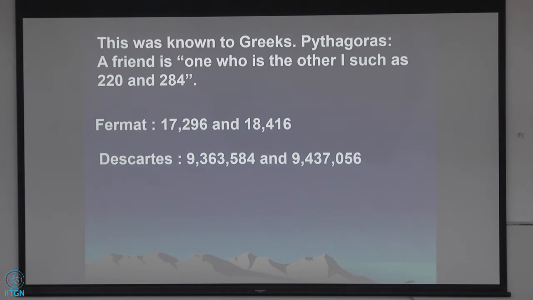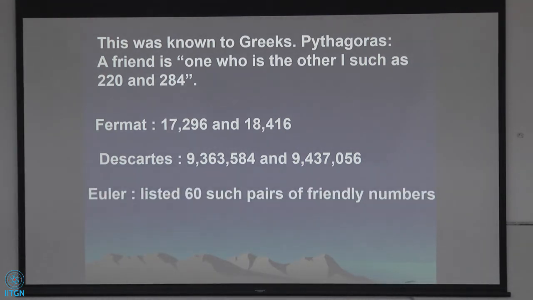So, these are friendly numbers, fine, I mean people have to stop, but then came the great genius Euler, who listed 60 such pairs of friendly numbers. In 1750, first he gave 30, 1747 I think, and in 1750 he added 30 more. He gave 60 such pairs of friendly numbers. I think that is where the fever stopped. People did not want to do anything more.